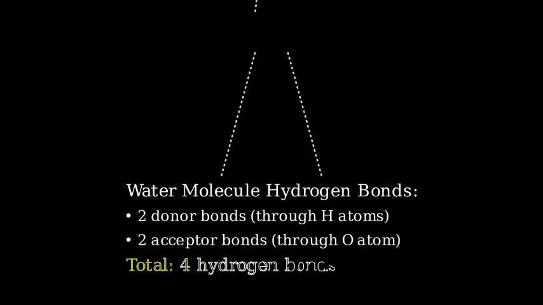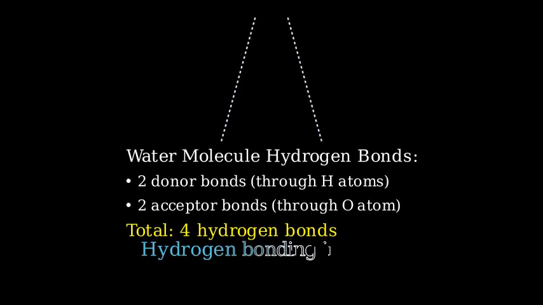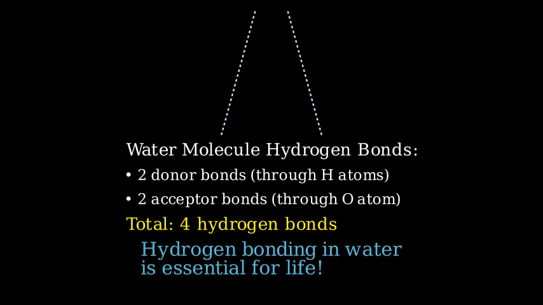In total, a single water molecule can form up to four hydrogen bonds: two as a donor through its hydrogen atoms, and two as an acceptor through its oxygen atom. This ability to form multiple hydrogen bonds gives water many of its unique properties, such as high boiling point and surface tension. This hydrogen bonding network is essential for life as we know it, making water the universal solvent and allowing it to maintain liquid form at temperatures suitable for biological processes.